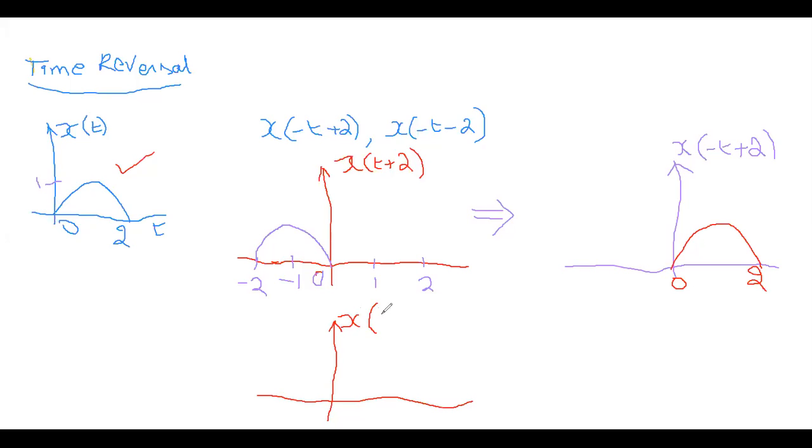x of t minus 2. See, I have not applied the time reversal property directly. Before applying the time reversal property, I have used a time shifting operation. Why? Because you are very much familiar with the time shifting operation. Simply you have to delay the signal x of t by 2 units.